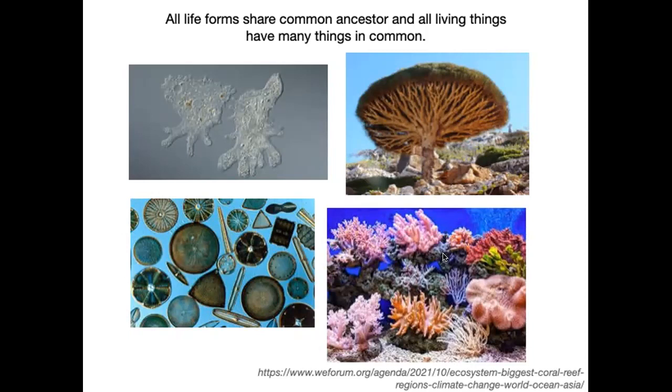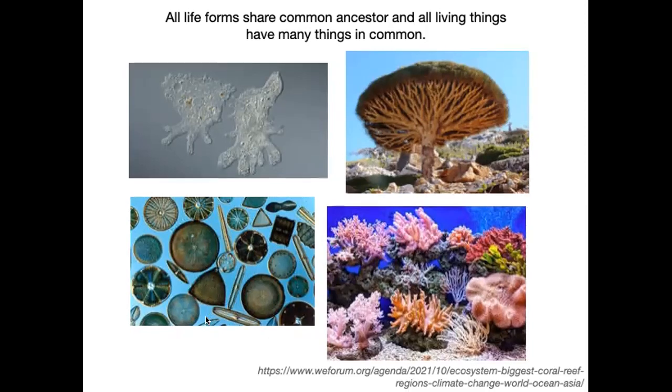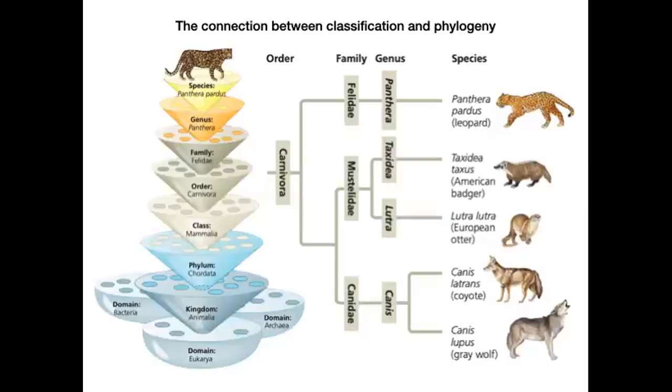So despite all these striking differences, we can still say that all life forms are composed of one or more cells, that they carry out metabolism, and that they transfer energy with ATP, and what else? And then they encode their hereditary information in DNA. Okay? The connection between phylogeny and classification is striking.